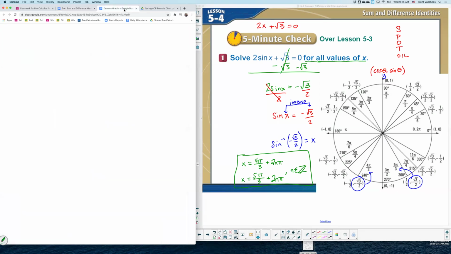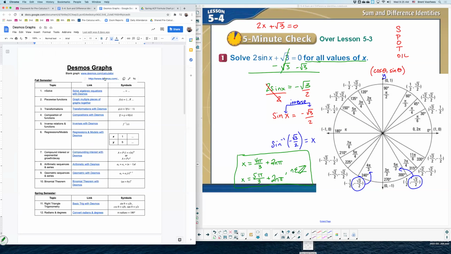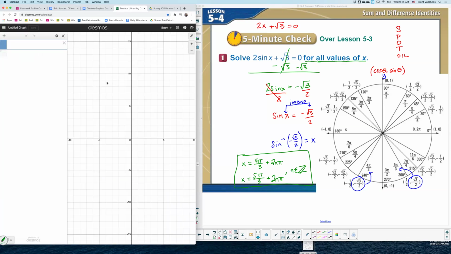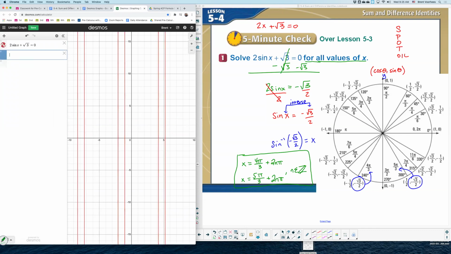Now I mentioned to open up a graph earlier. I'm just going to go to a blank graph right now, and I will show you this visually. So here's the equation. Whoops, I forgot the 2. 2 sine x plus square root 3 equals 0. And if I type in y equals this left side of the equation, and I type in y equals the right side of the equation, which is 0, I should get all the solutions. This is where these graphs intersect.